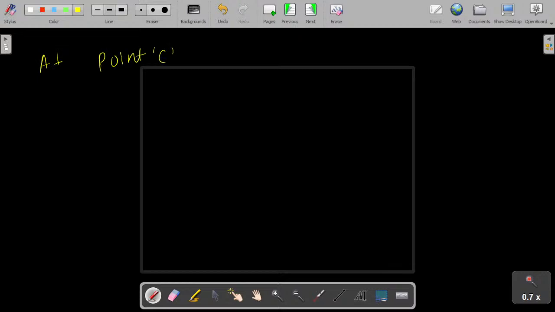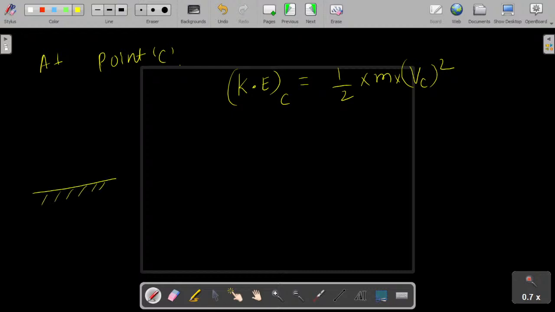At point C, you tell me, kinetic energy at point C is how much? Half m v_C squared. So we have the diagram. This is the ground, and the object is at height h. This is point A, this is point B, and here near the ground it is point C. So from A to C we have to find the velocity.